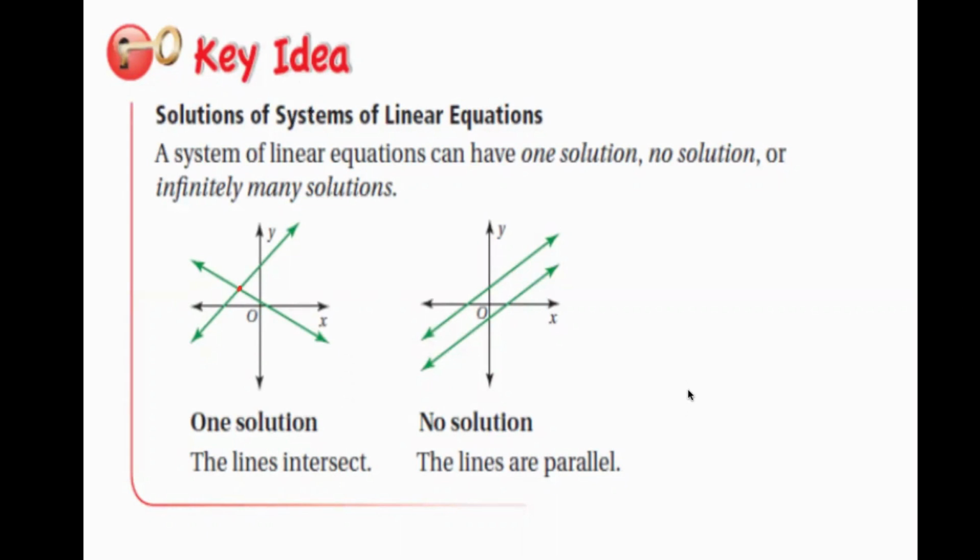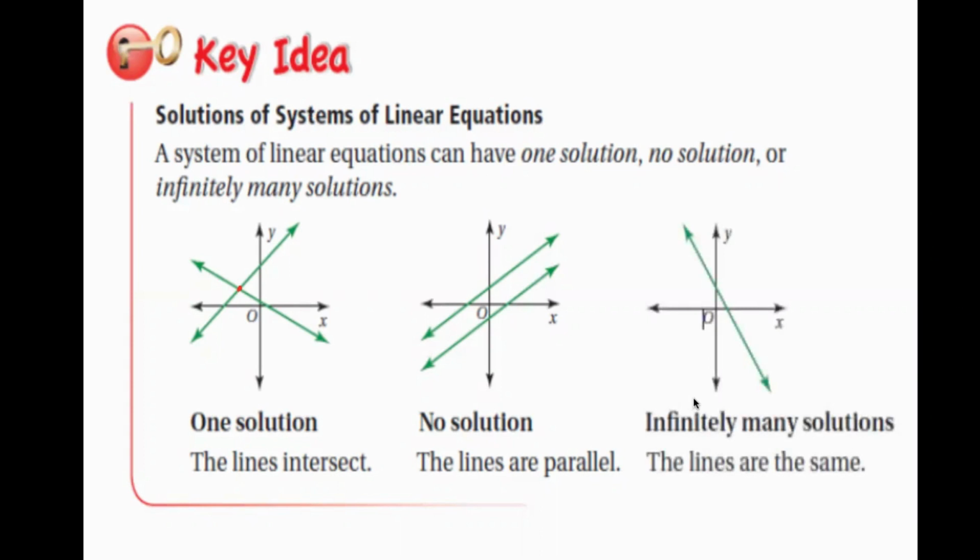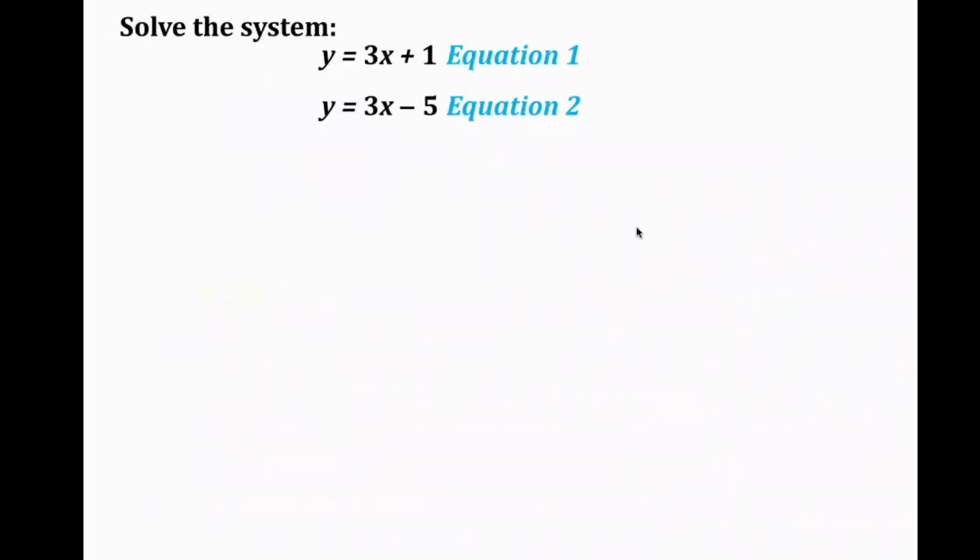And lastly, we have infinitely many solutions. On a coordinate plane, it would just look like one graph because whenever you have a system that contains basically the same equation or the same line, it will have infinitely many solutions because all the points that fall on that line will satisfy the system. This is just a quick review that we learned in lesson 4.1. And now we can go ahead and go into the examples.